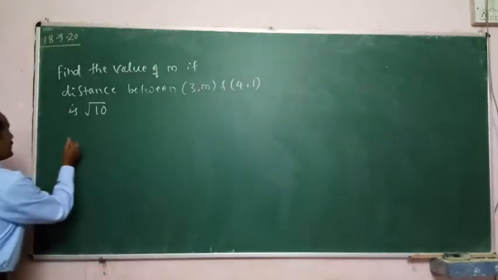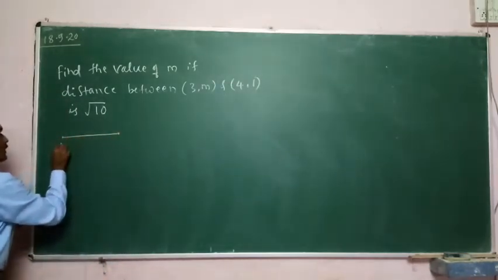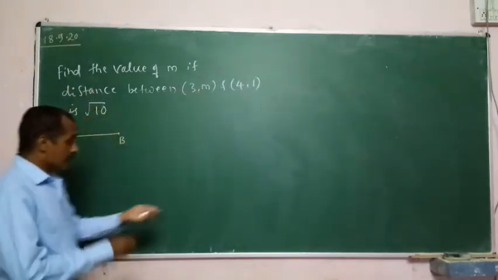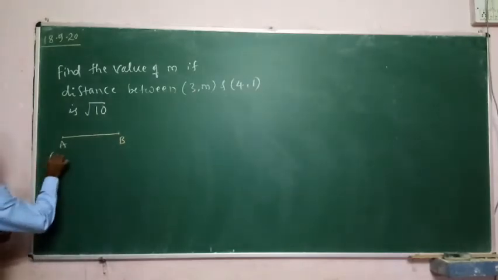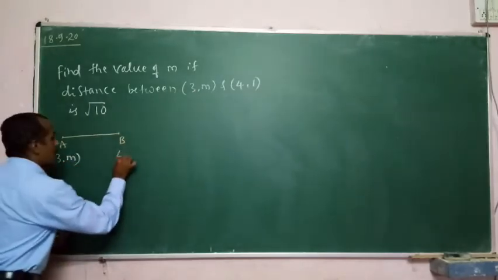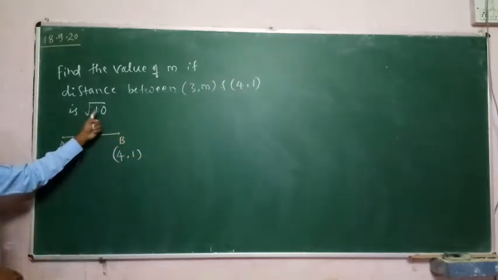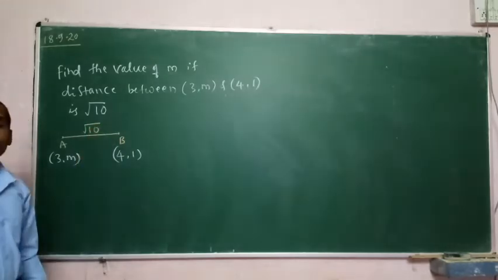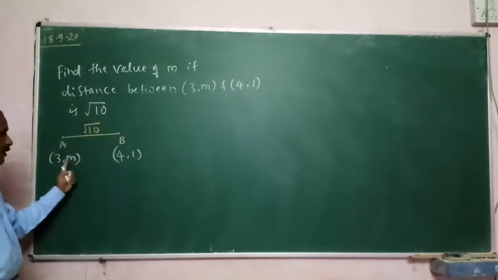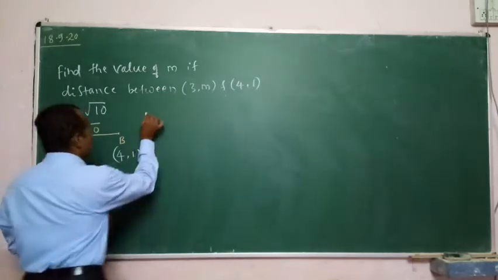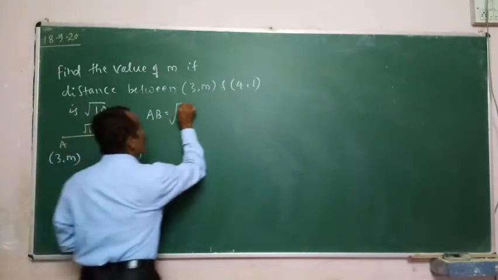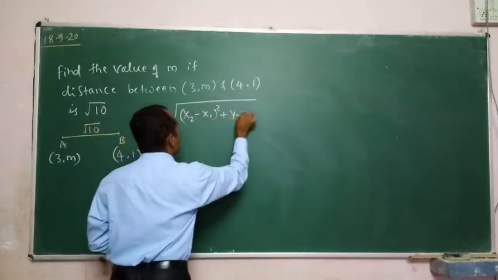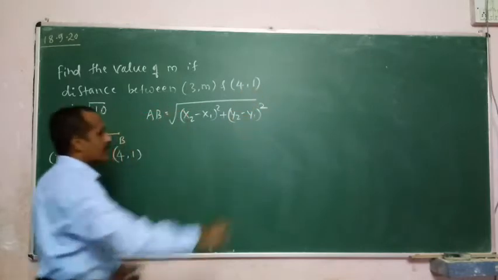What they say? This is a given line segment. I will call it AB. The distance between the points with coordinates 3m and 4,1 is given to you. The distance is square root of 10, and your work is to find the value of m. Same formula, let me apply. AB is equal to under root (x2 minus x1) the whole square plus (y2 minus y1) the whole square.